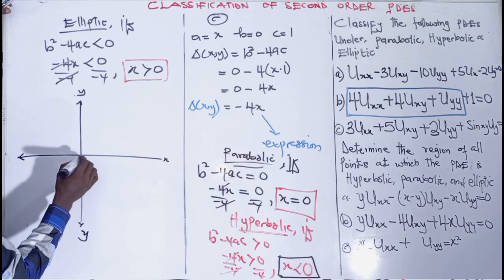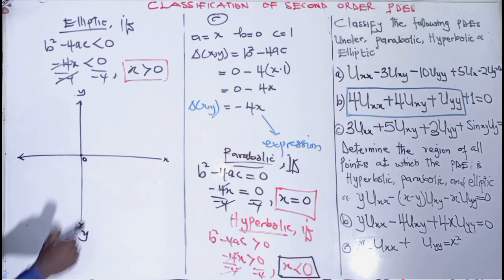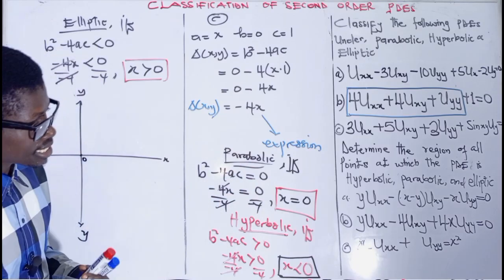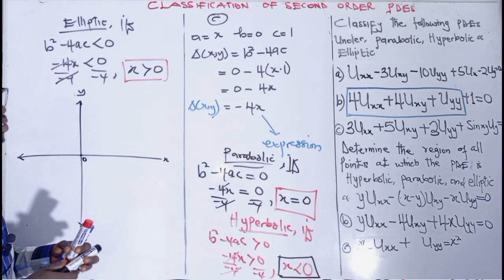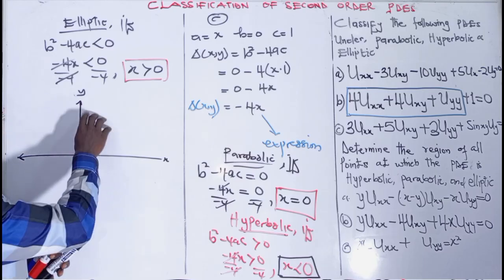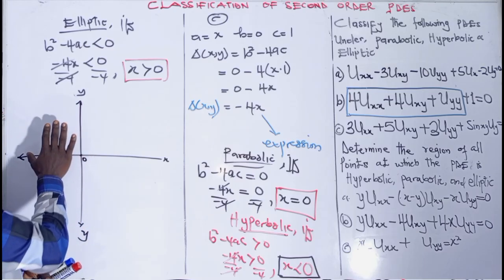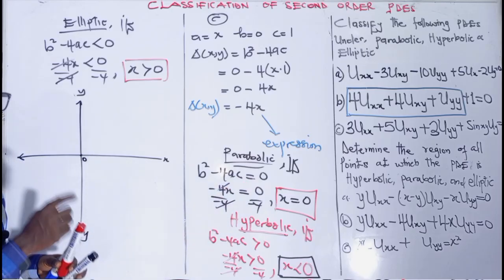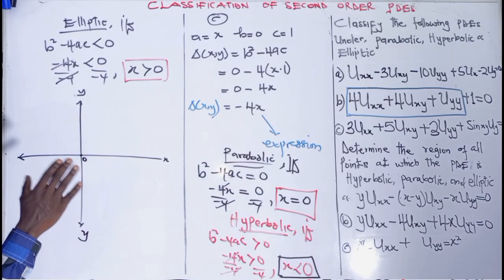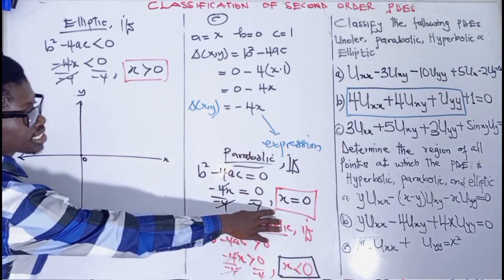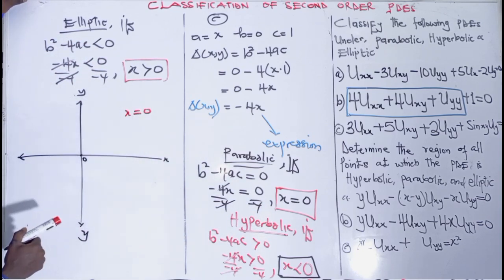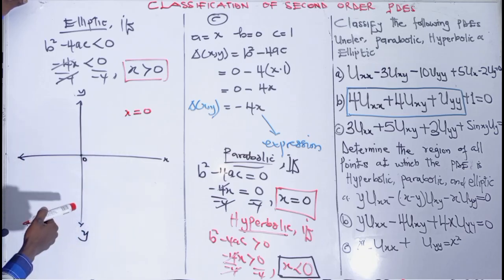So we have our Cartesian plane, or x and y plane. This is the origin. Let's start with the parabolic. We are saying that x is equal to 0, so we want to determine all points. We want to see which points on this Cartesian plane will make the PDE parabolic. We are going to use points from the Cartesian plane to verify this. So which point will make x equal to 0?